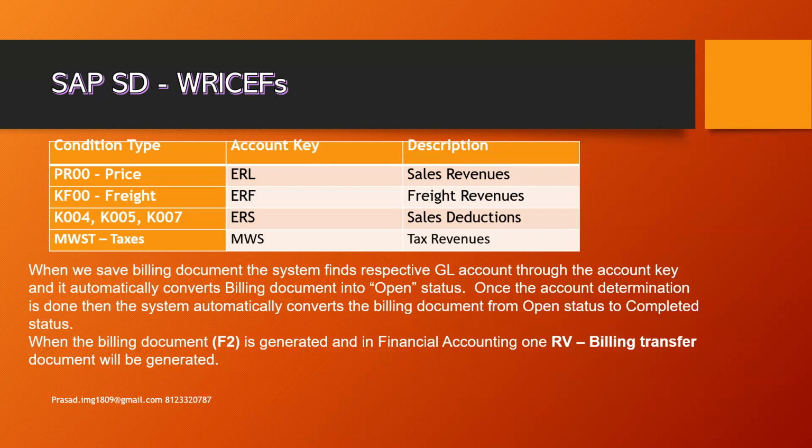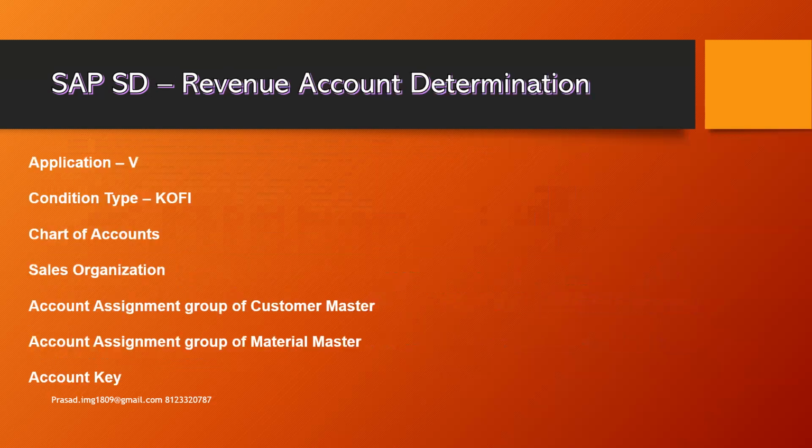So this is all about the revenue account determination and how it determines. When we save the billing document, the system finds the respective GL account through the account key. Once the account determination is done, the system will automatically convert the billing document from open status to completed status. When the billing document F2 is generated, a financial accounting RV billing transfer document will be generated, which is a 100% replica of the standard document F2. We will see that one also.